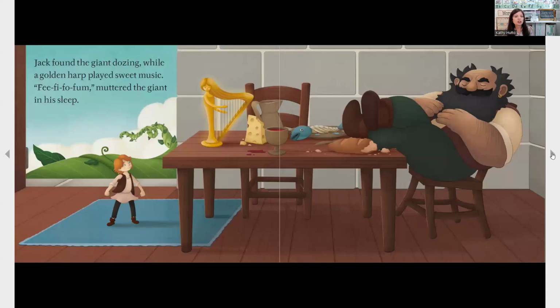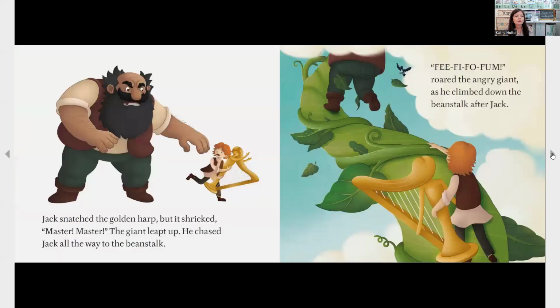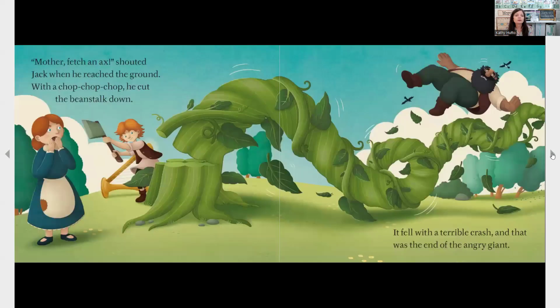Jack found the giant dozing while a golden harp played sweet music. "Fee, fi, fo, fum," muttered the giant in his sleep. Jack snatched the golden harp, but it shrieked, "Oh!" The giant leaped up. He chased Jack all the way to the beanstalk. "Fee, fi, fo, fum," roared the angry giant as he climbed down the beanstalk after Jack.